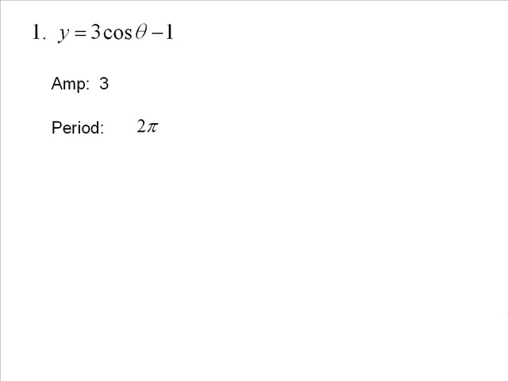The period is 2 pi. We would expect the period to be 2 pi because there is no b value other than 1. So there's no change to the period at all. The vertical translation is 1 unit down.